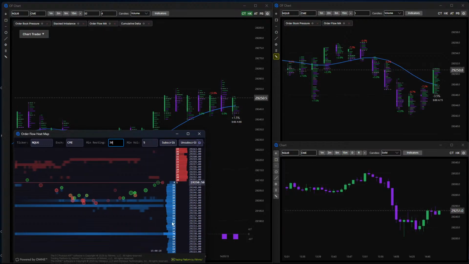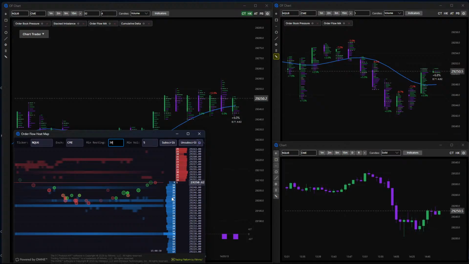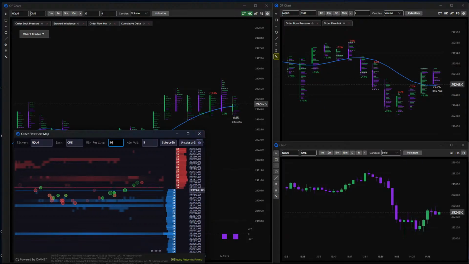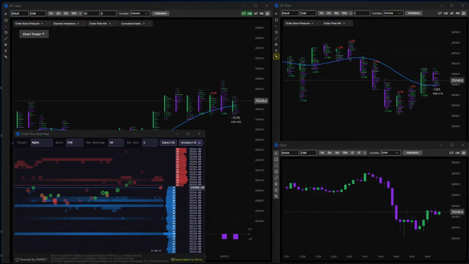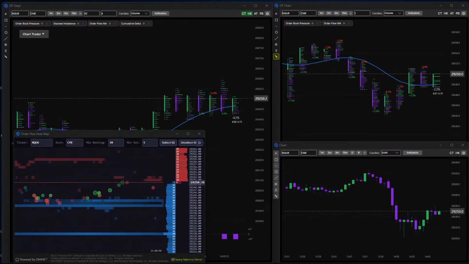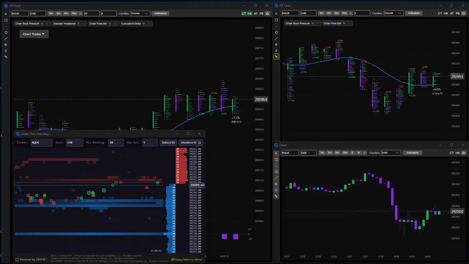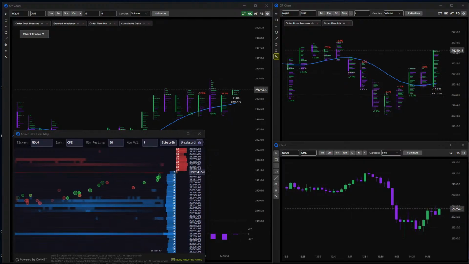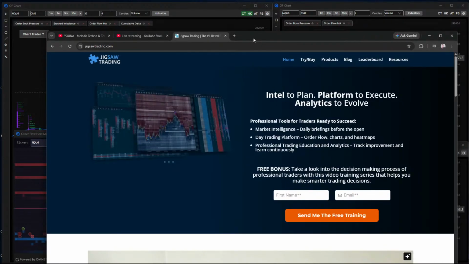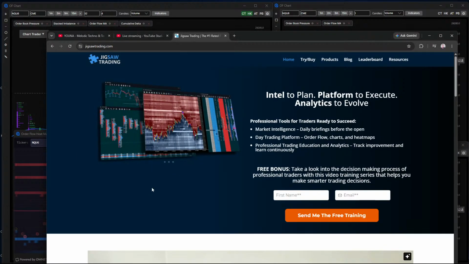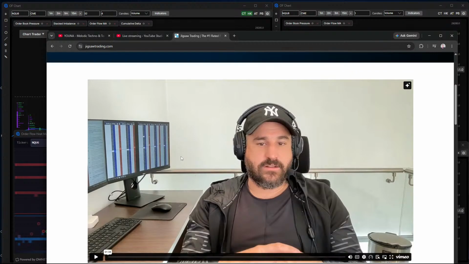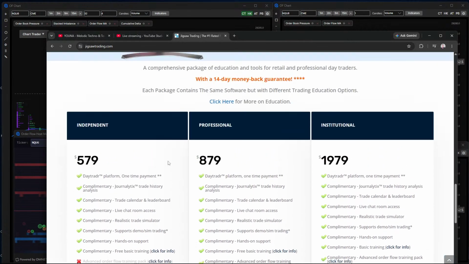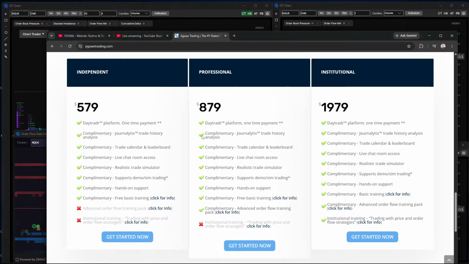I'm so used to looking at a DOM with Jigsaw Trading that I just never use a heat map. If you go to Jigsaw Trading right here, they are fantastic. This is the DOM I used to use all the time. They don't have it showing. Now their courses are not cheap, okay?